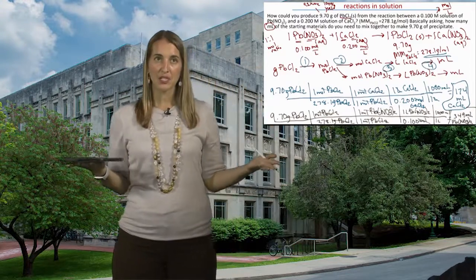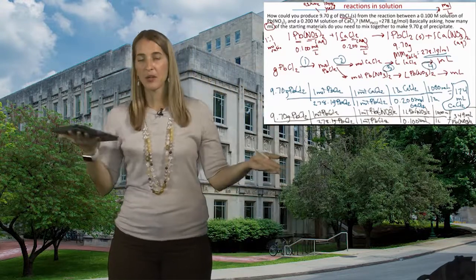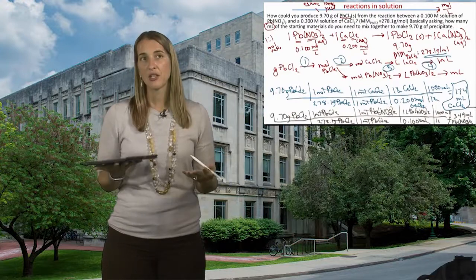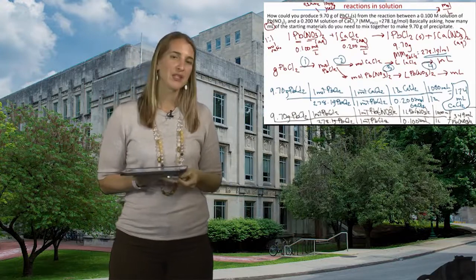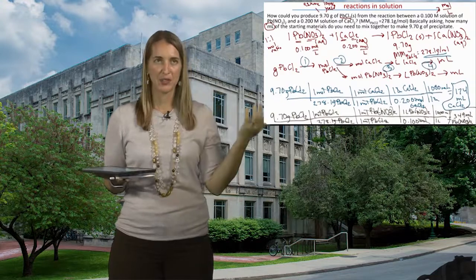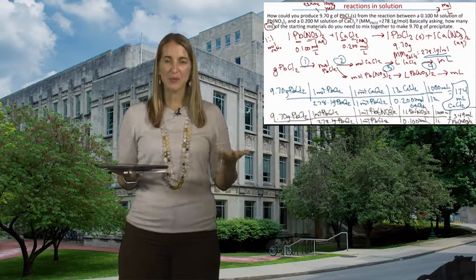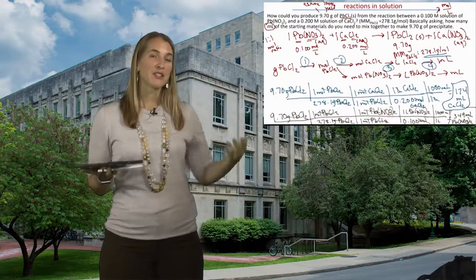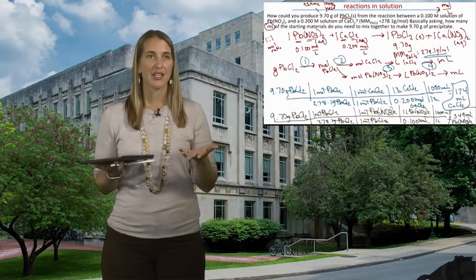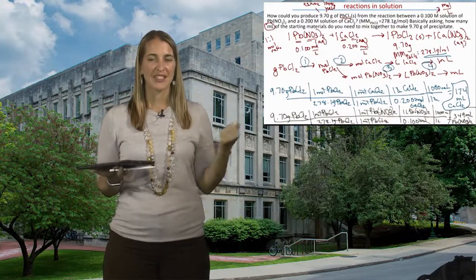Mix those two solutions together, your calcium chloride, your lead nitrate, mix them, and you should produce 9.7 grams of a precipitate, that precipitate being the lead 2 chloride. Whew, do a lot more problems working with reactions and solutions. I think you'll find them kind of fun and rewarding to get the final answer.